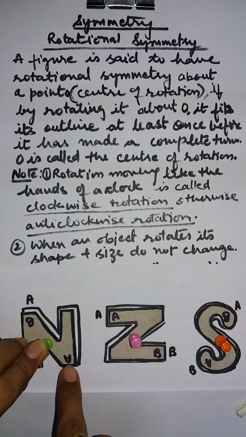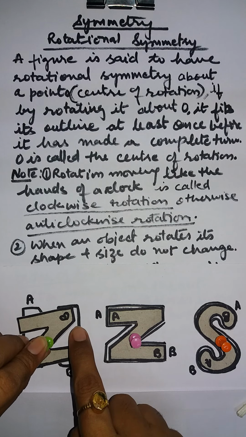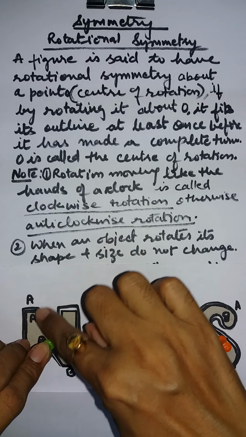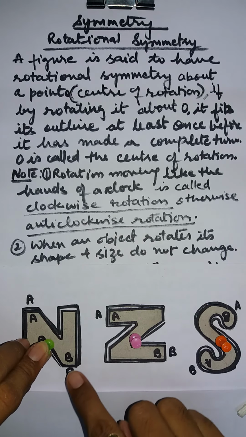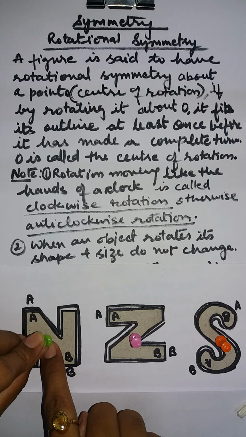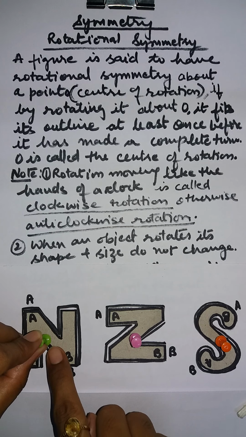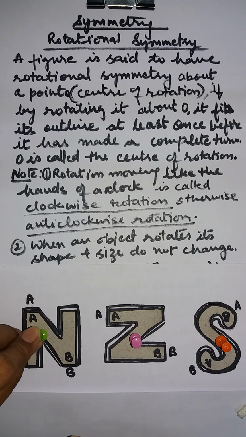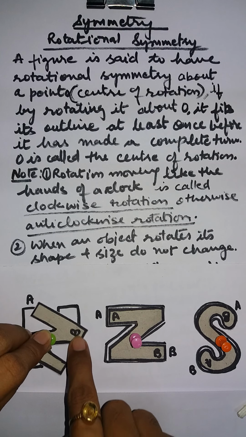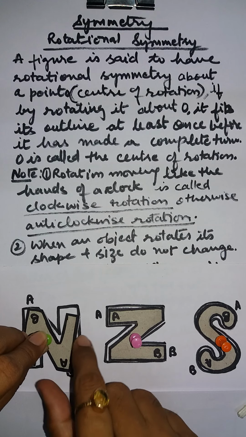So once it has fit, before it completes the turn, A and A meet again, B meet at B again. So this is called the rotation center or center of rotation. It need not be exactly in the center. We can hold it anywhere here only for the purpose of rotating it around this point O.